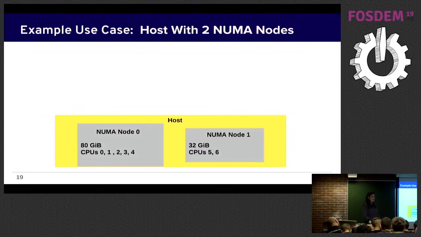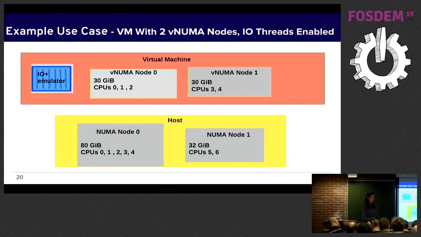Now let's see everything in a graphic use case so that it will be easier. Here I have a host with two NUMA nodes, NUMA node 0 and NUMA node 1. Each of the NUMA nodes is set with a memory size and CPUs. And here is my high performance VM, which has two virtual NUMA nodes, virtual NUMA node 0 and virtual NUMA node 1, again with memory and CPUs. I also enable an IO and emulator thread, as we said we should do. Now I want to start the pinning, starting with the manual pinning.